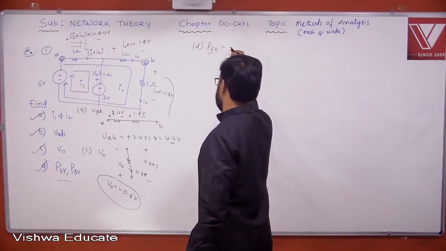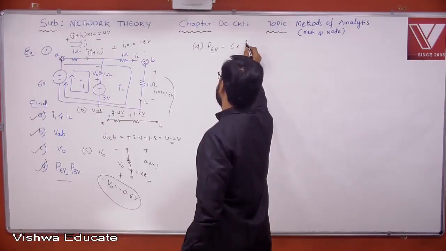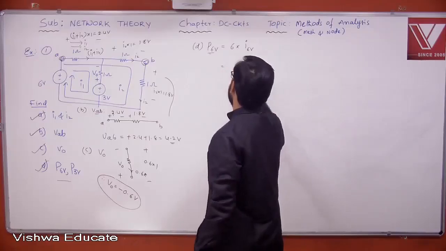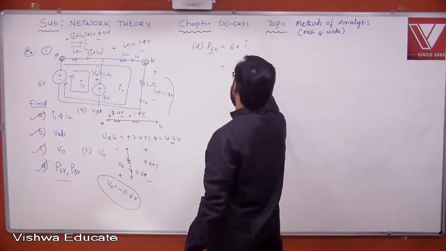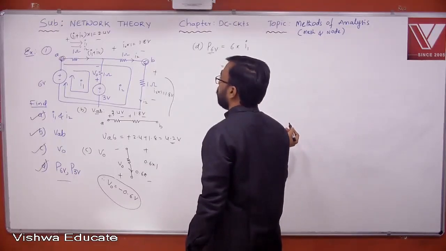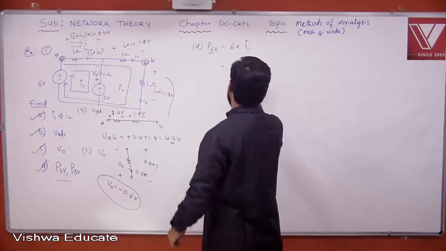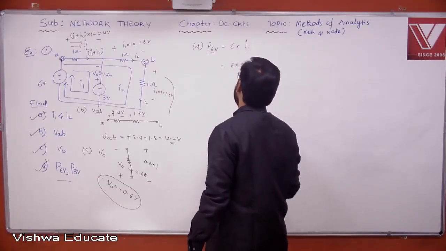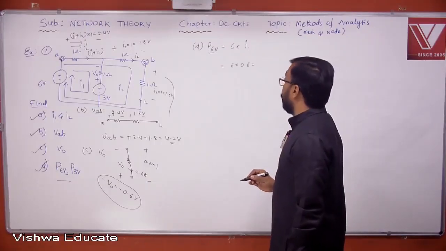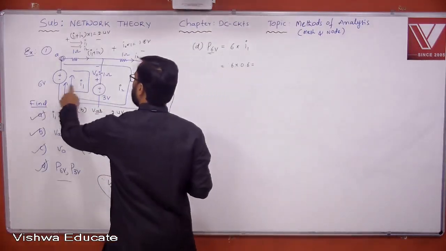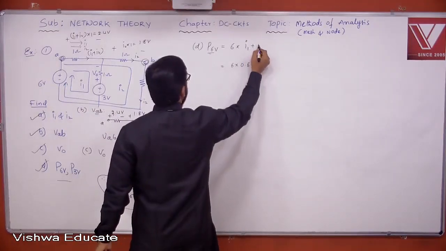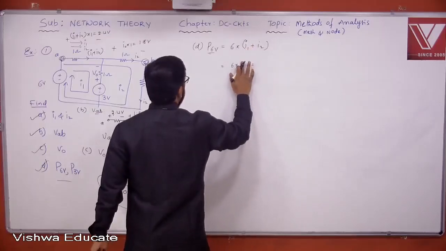Power of 6 volts is 6 volts into current through 6 volt. But what is the current flowing here? I1. Yes or no? So therefore I can directly write here the current is I1. Therefore 6 into, what is I1 actually you had? What is I1? Okay, 0.6, right? So 0.6. Right. But look at this. Current flowing through 6 volts, is it I1 or I1 plus I2? I think we have written wrong here, right? It's not I1. What is this? I1 plus I2.